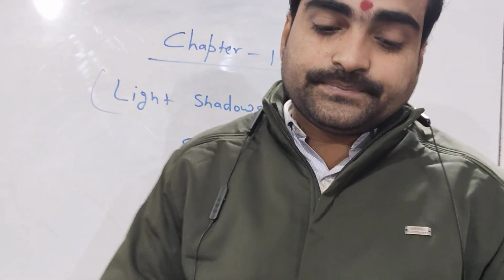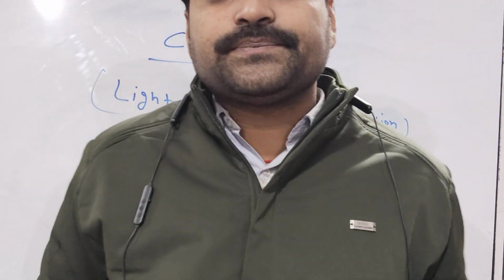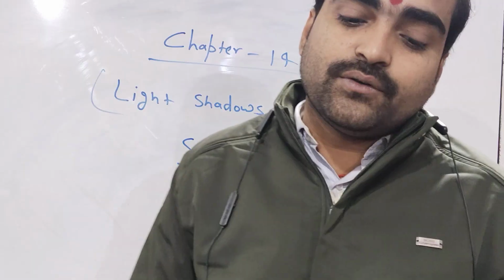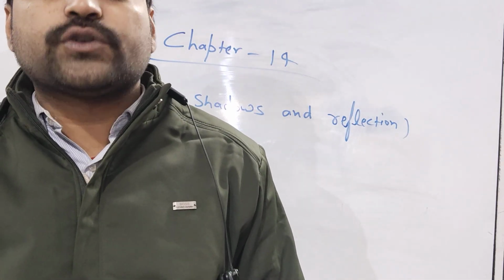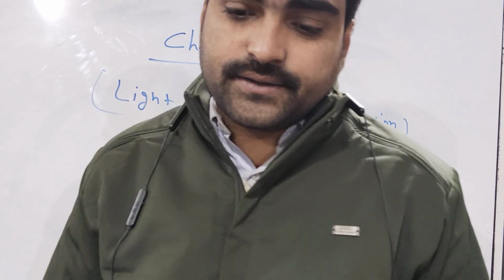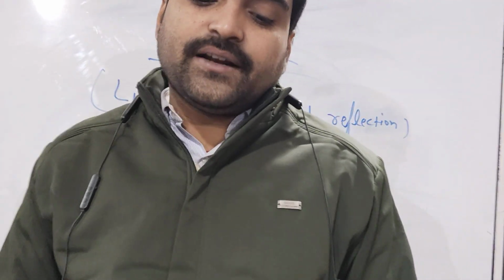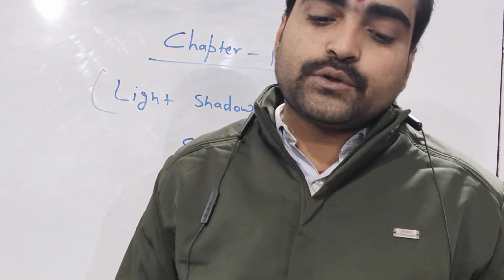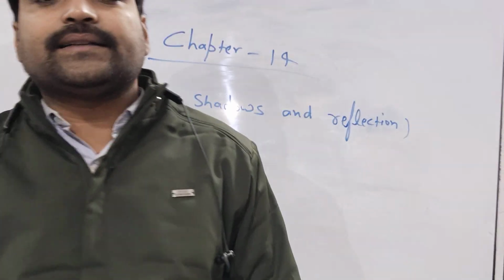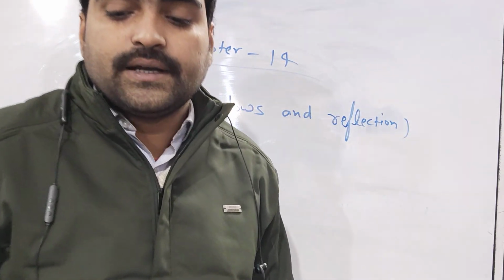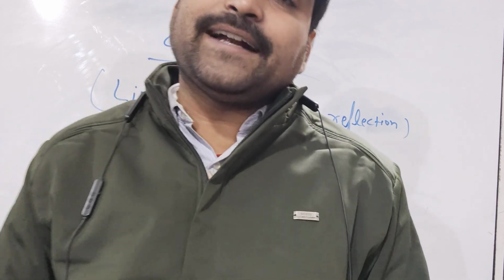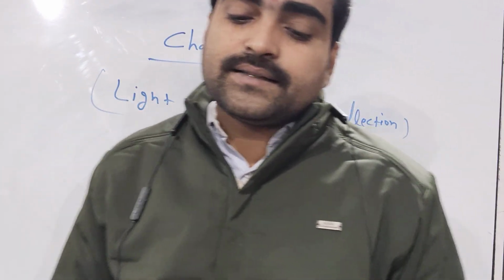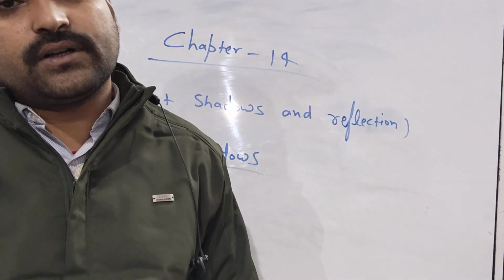Okay, so, characteristics of shadow. The size of the shadow depends on the distance of the source of light from the object. If an object moves closer to the source of light, then the shadow grows bigger, while if an object moves away from the light source, then the shadow becomes smaller.